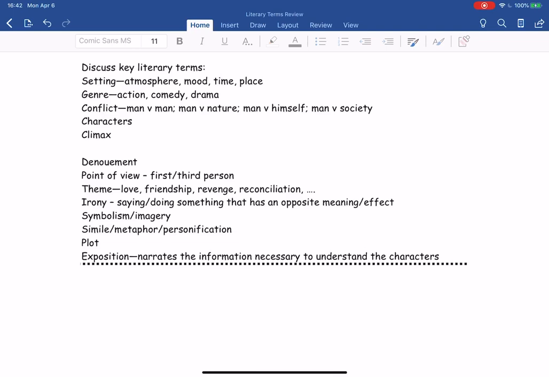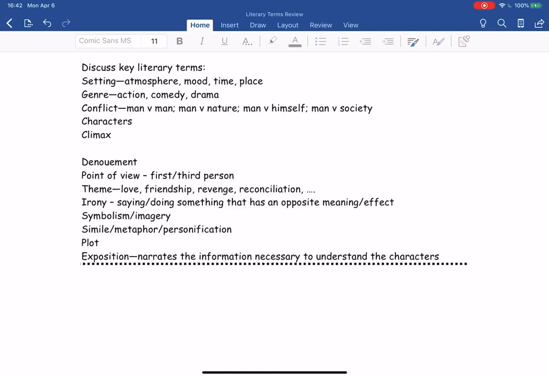The next is man versus nature. This should seem obvious. In this, it's man fighting something from nature. So imagine a man who's lost in the wilderness and he has to survive. That would be an example of man versus nature. Or a family whose home is destroyed by a hurricane and they have to figure out how to put things back together. That would be another example.